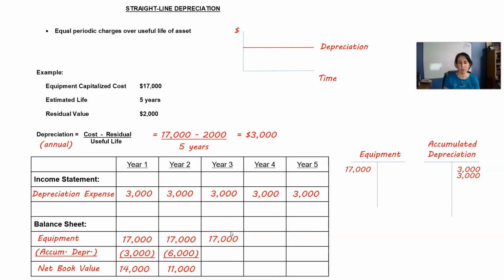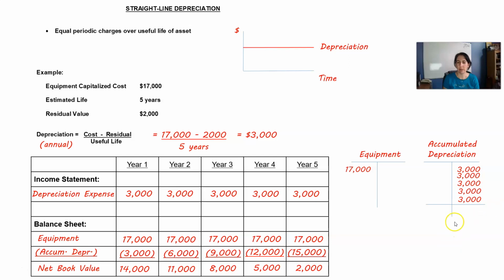Do the same thing in year 3, right? Now we've got a third year of depreciation. We're at $9,000. Year 4, there you go. We're adding it along, and year 5. And if you notice, where do I stop? I stop at the residual value. I don't depreciate past that residual value, and that is a rule.